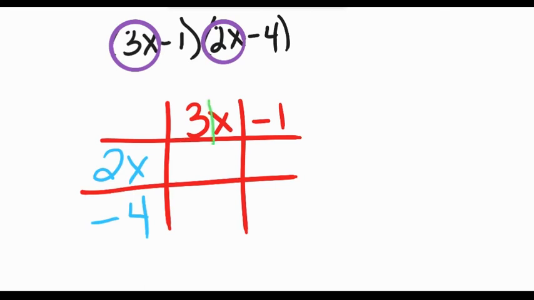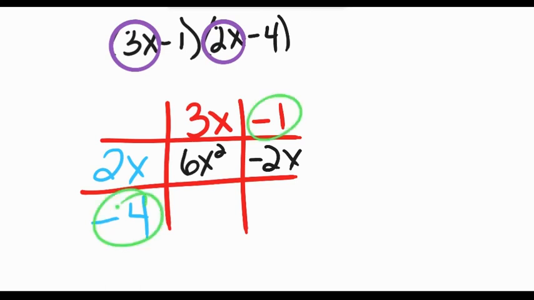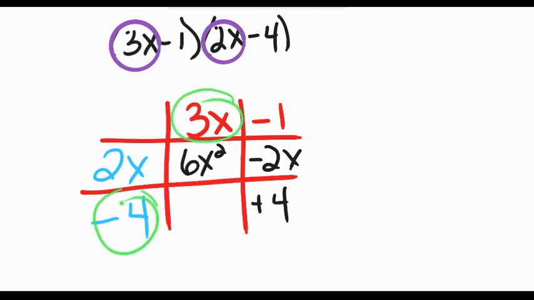So I'm going to take the 3x times the 2x and put the answer there, which is 6x squared. And then I'm going to take the negative 1 times the 2x, and I'm going to get negative 2x. And then I'm going to take the negative 1, we'll multiply it by negative 4, right? The negative 1 and the negative 4 would meet right in here, and that's going to give me a positive 4. And the last one is the 3x times the negative 4 to put right in here, and that's going to give me a negative 12x.